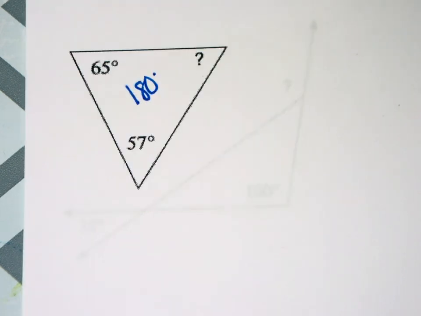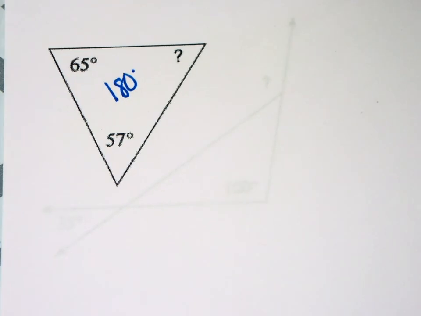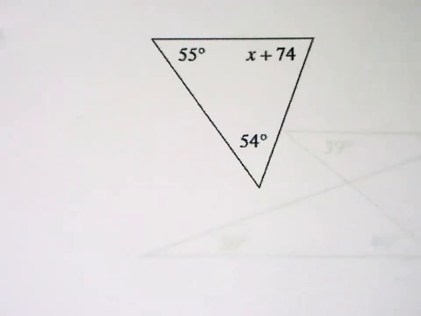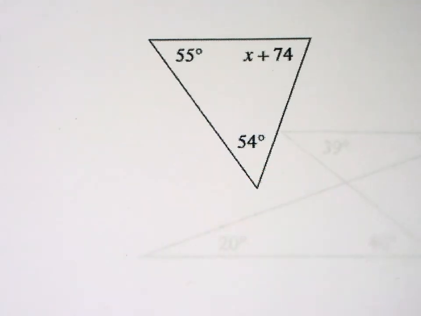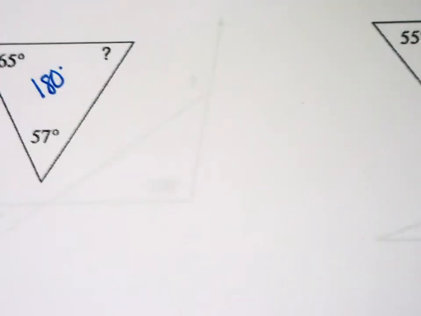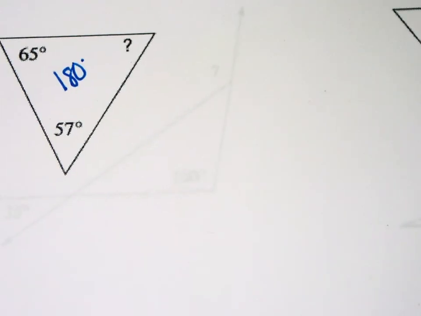I know most of you are like, well, why can't I just do 65 plus 57 and then subtract it from 180 in my calculator? You can. I'm not telling you that you can't. However, when you get to a problem with more than one variable, it's a little bit more complicated, and building an equation is going to help you understand the groundwork as to what you're doing in your calculator.